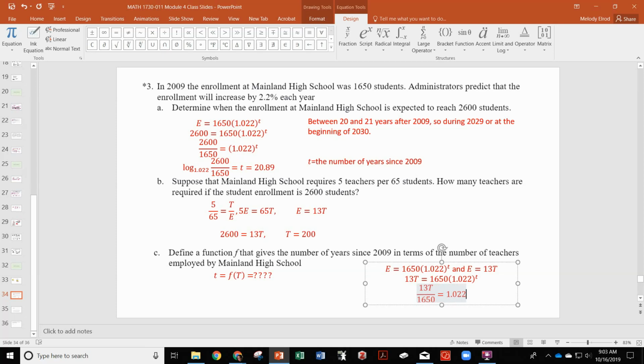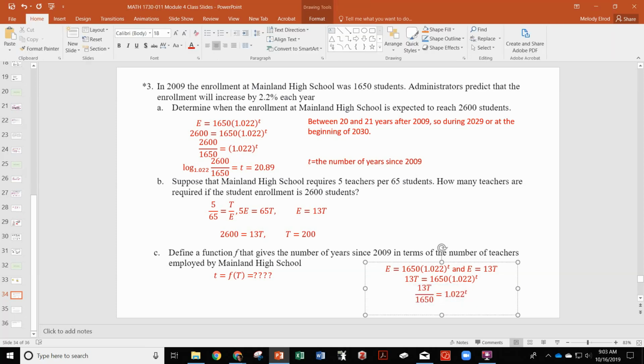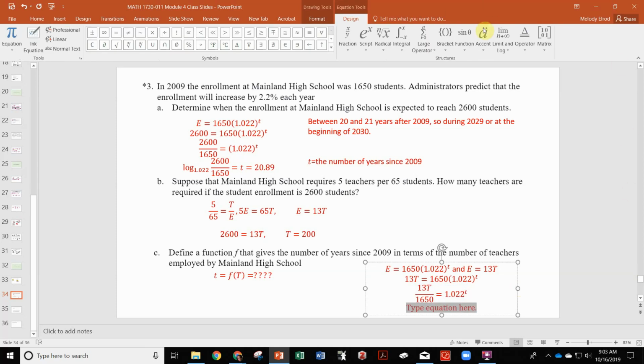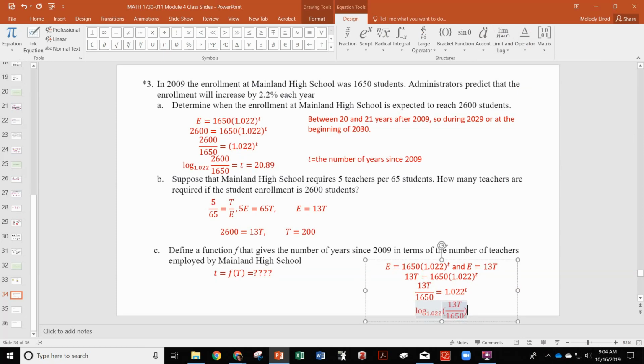1.022 raised to the t, and then we can convert this to a logarithm, right? We can say this is going to be log base 1.022 of 13T over 1650, and that's going to be equal to t, just lowercase t.